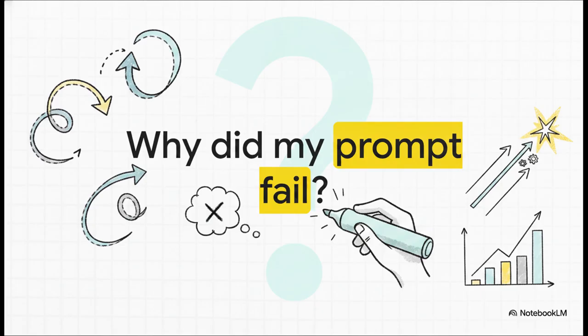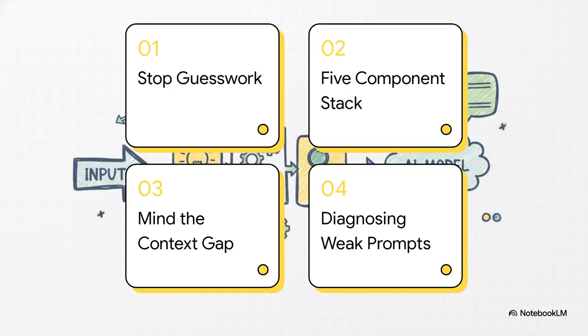But here's the great news. There's actually a science to fixing it. So here's our roadmap for this explainer. First, we're going to look at how to stop the prompting guesswork altogether. Then, we'll break down what's called the 5-component stack. After that, we'll dive into minding the context gap, and finally, we'll wrap up with diagnosing weak prompts.